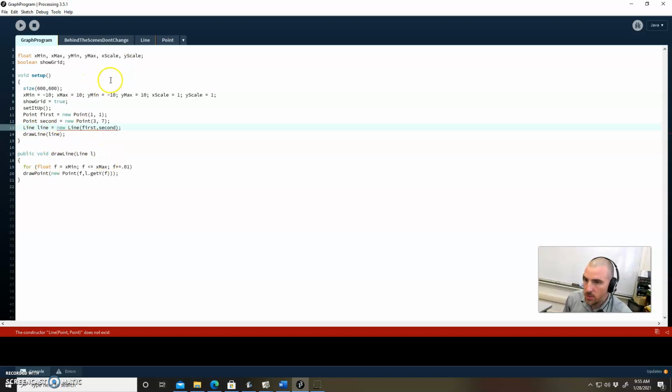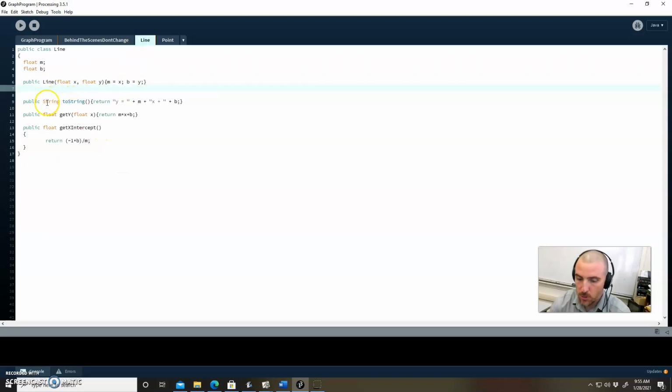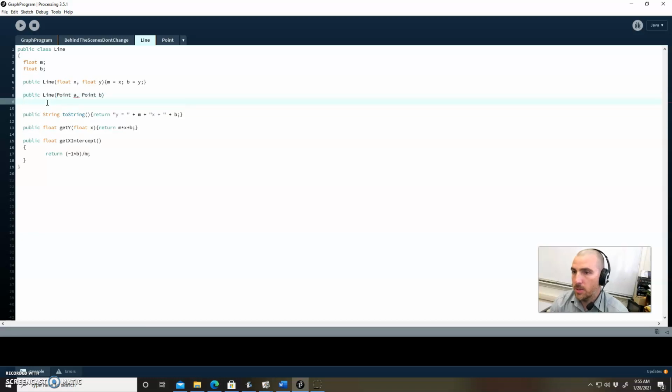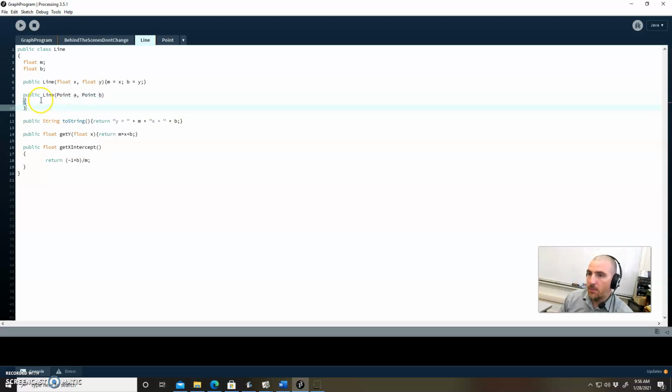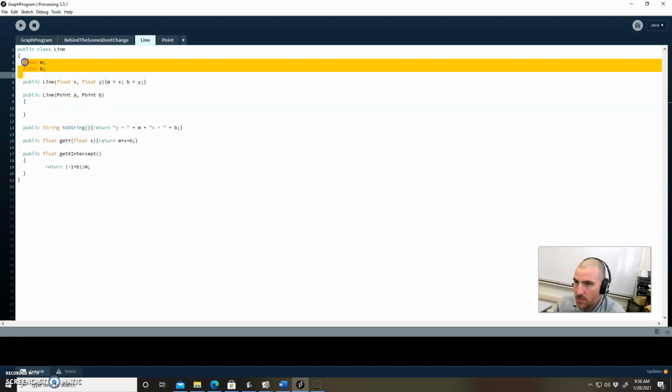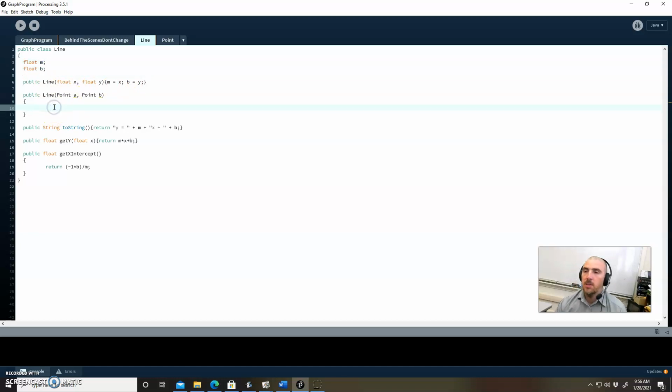So what I'm going to do is go into the line class and determine how I would construct a line object with 2 points. So, point A and point B. So 2 points. And if you understand what a constructor is, it's trying to initialize the fields, in this case the slope and the intercept. So with 2 points, let's figure out what the slope and the intercept would be.